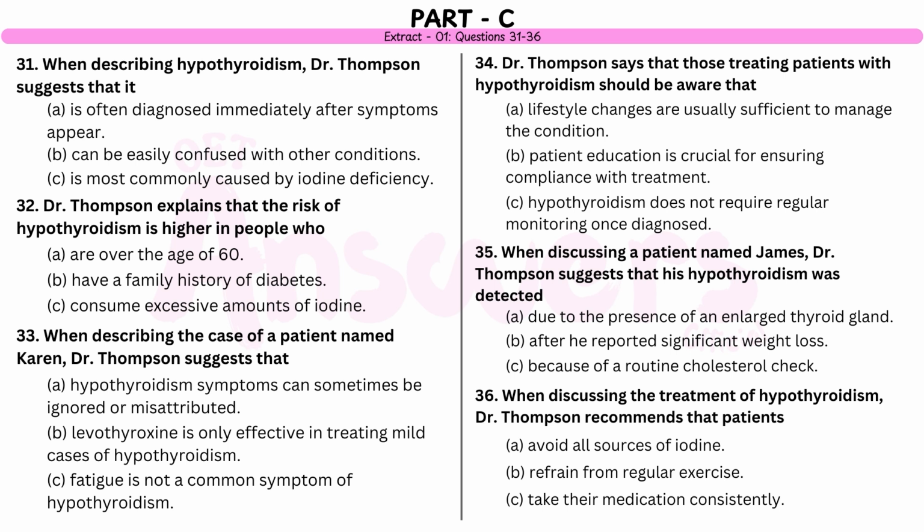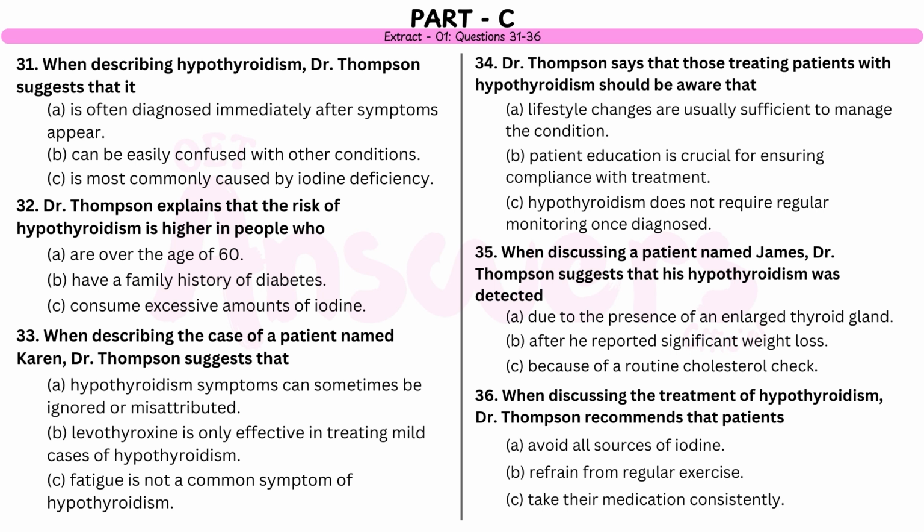We performed a blood test to measure her levels of thyroid-stimulating hormone, TSH, and free thyroxine, T4, and the results confirmed that she had hypothyroidism. Karen's case is a good example of how hypothyroidism can be mistaken for other conditions or simply attributed to lifestyle factors. Fatigue, for instance, is a common symptom of many different health issues, but in Karen's case, it was a key indicator of an underactive thyroid.